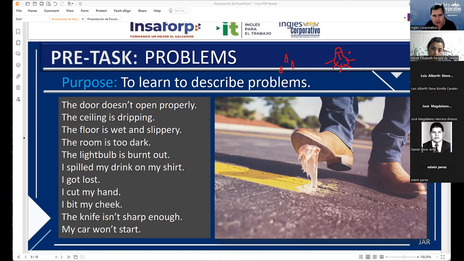So the door doesn't open properly. The ceiling is dripping. The floor is wet. Wet is humid, húmedo, right? Wet and slippery. The room is too dark. The light bulb is burnt out. I spilled my drink on my shirt. I got lost. I cut my hand. I bit my cheek. The knife isn't sharp enough. My car won't start. These are the problems. Questions? No question for the moment.